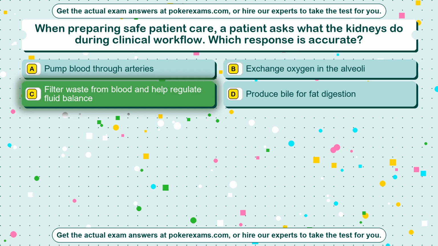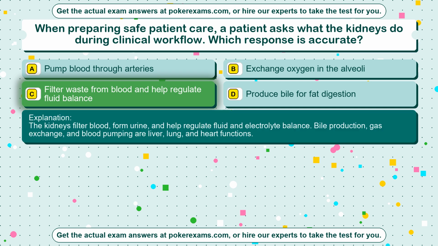The correct answer is option C, filter waste from blood and help regulate fluid balance. The kidneys filter blood, form urine, and help regulate fluid and electrolyte balance. Bile production, gas exchange, and blood pumping are liver, lung, and heart functions.